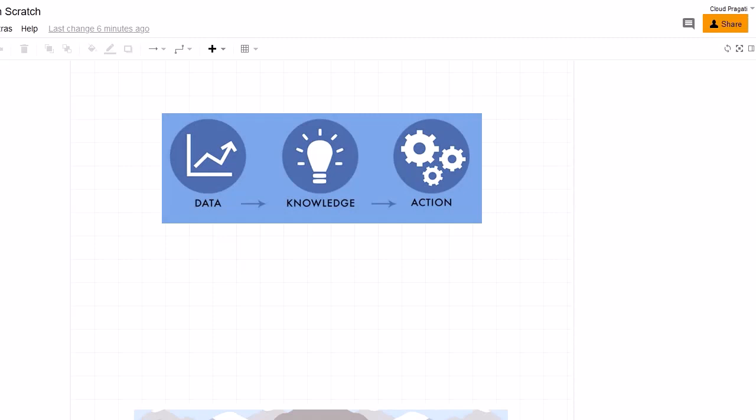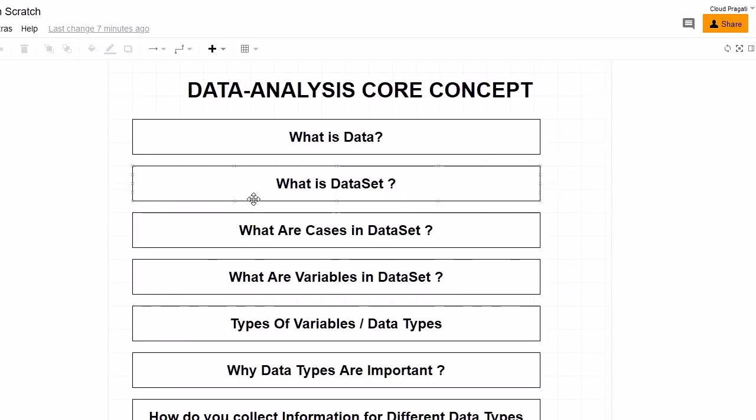Let's look into the things which we are going to cover in the next session. In the next session, we are going to discuss the data set. When we receive the data, how we are going to organize it, that is about the data set. We will also understand what the cases actually are and what the variables inside the data set are. So these three topics we are going to discuss in detail in our next session.